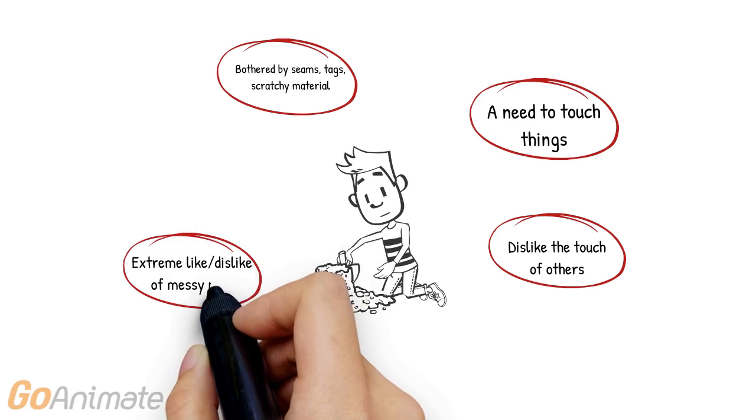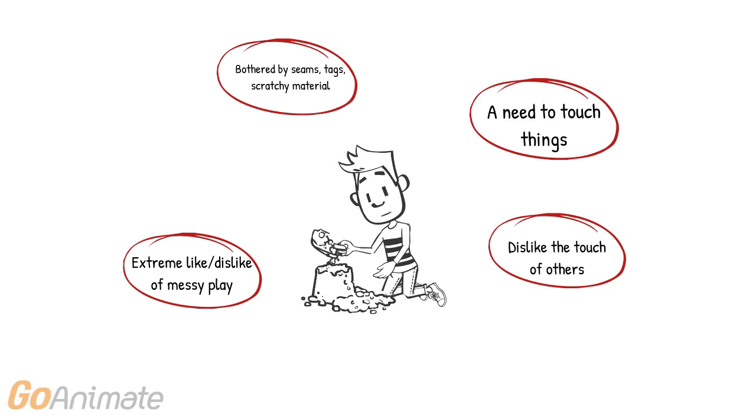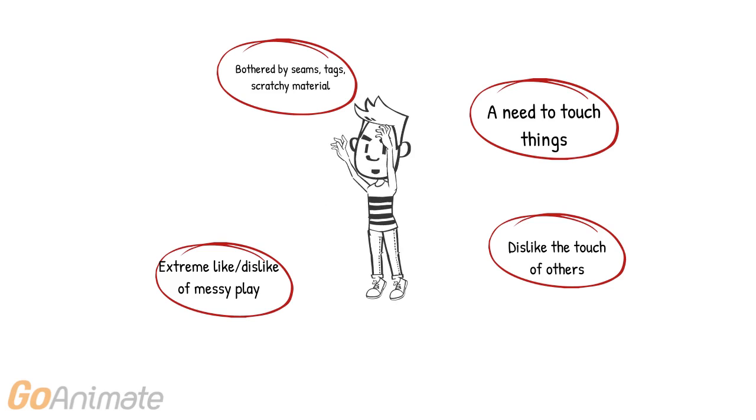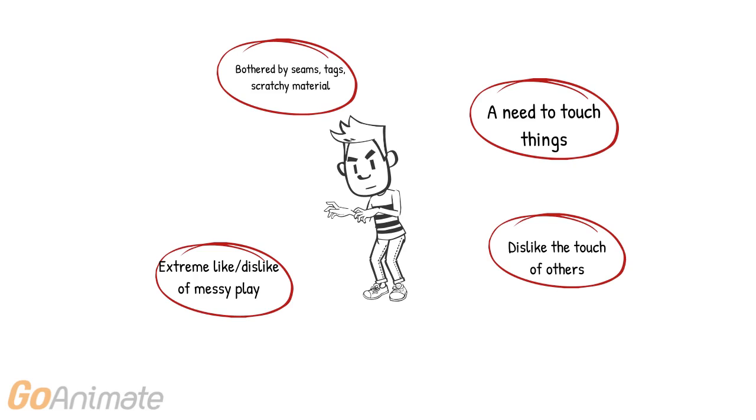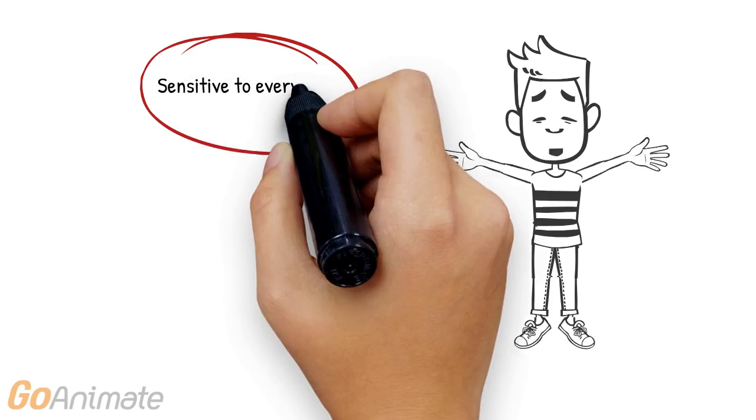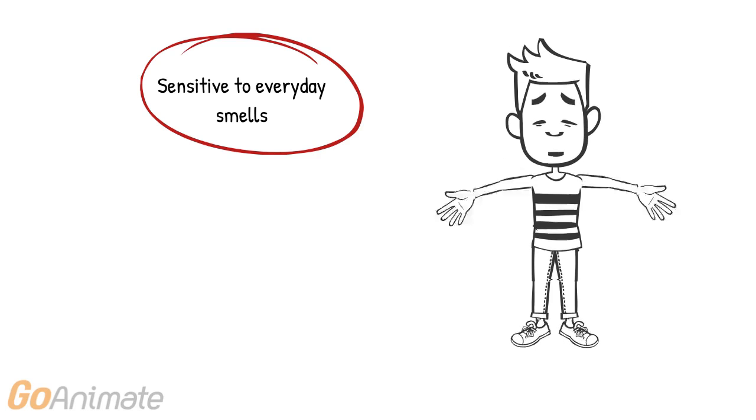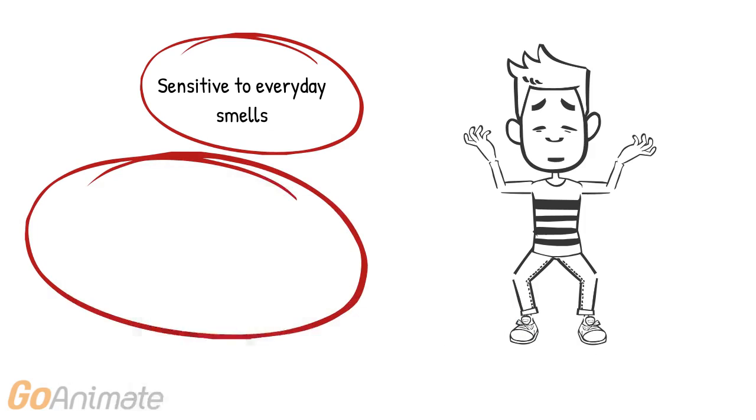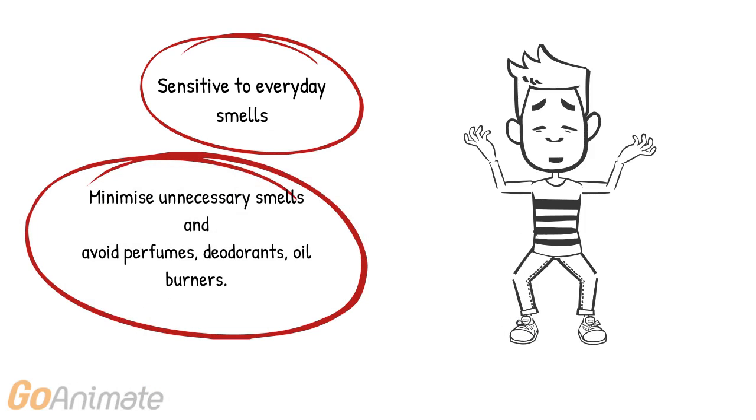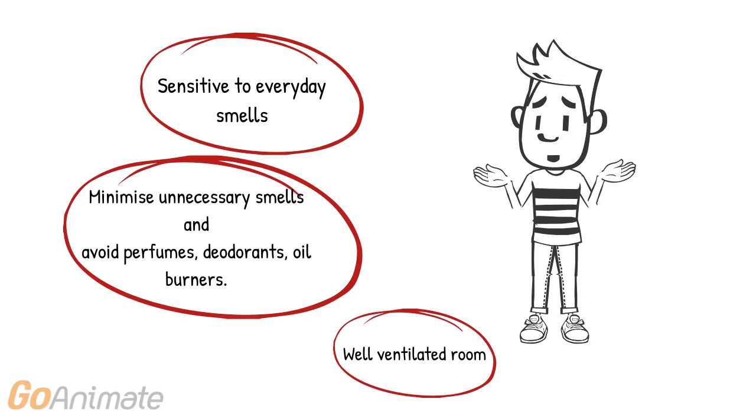Students will indicate either a like, or dislike for messy activities such as finger painting, Play-Doh, shaving cream, and sand. They will either be very distressed if their hands get dirty or come into contact with messy or gooey substances, or they won't even realize that they have, or not care at all. Those with autism are often sensitive to smells that are usual or everyday, smells that others would not notice, or be bothered by. Minimize unnecessary smells in the classroom, including those from strong cleaning solutions, perfumes and deodorants, and oil burners, for example. And try to keep the classroom well ventilated.